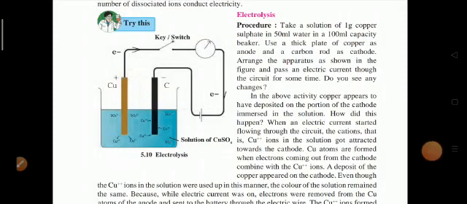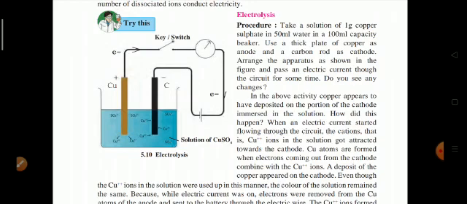Starting with what electrolysis is, here is an activity given to you all. You have to take a solution of 1 gram copper sulfate, CuSO4, in 50 ml water in a 100 ml capacity beaker. A beaker is a container made of glass or porcelain. Use a thick plate of copper as anode and a carbon rod as cathode. Arrange the apparatus as shown in the figure and pass an electric current through the circuit for some time.